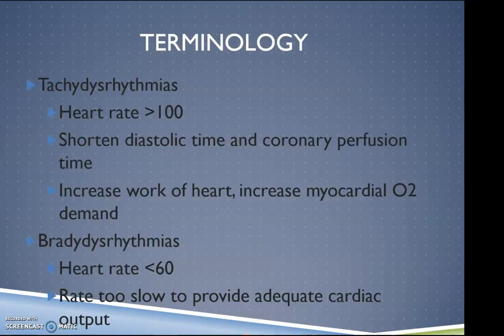Some terminology: tachydysrhythmias mean you have a heart rate greater than 100. This means there's shortened diastolic time and coronary perfusion time. The heart's not resting and filling, and it's not having enough time to perfuse the coronaries like it would. This will increase the workload of your heart and increase oxygen demand of the heart. Bradydysrhythmias is when your heart rate is less than 60, and the rate's too slow to provide an adequate cardiac output.